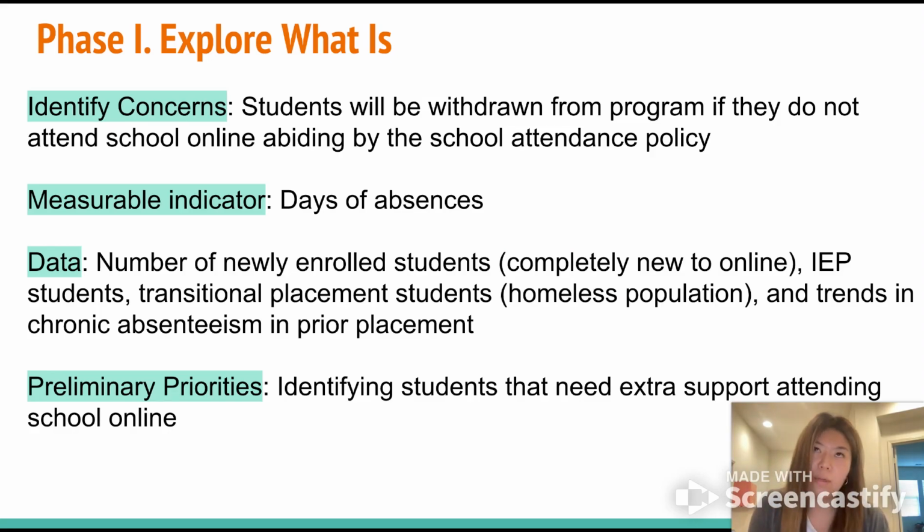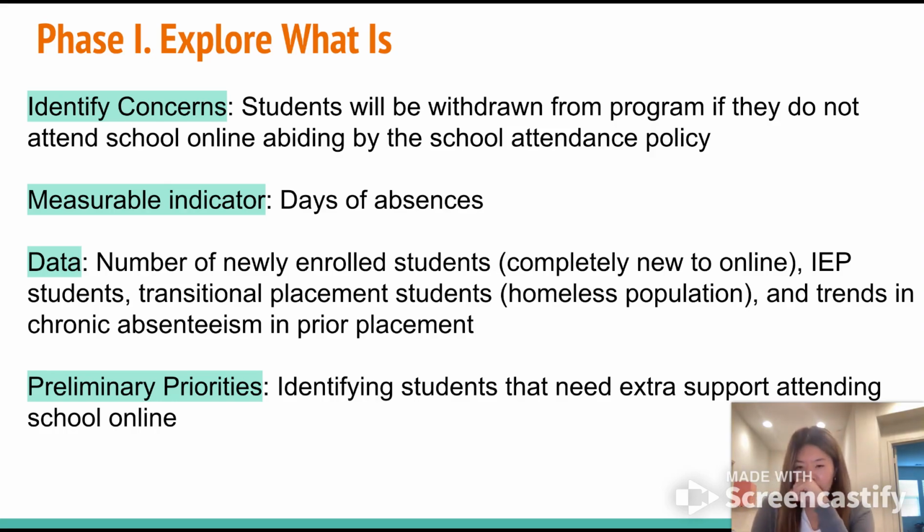The primary objective for phase one is to gain a sense of commitment to the needs assessment, and assurance that decision makers will follow up promptly. So it's more of exploring the problem, identifying the concerns and the preliminary priorities to be addressed. So the primary concern is literally just students being withdrawn from the program if they don't attend school. If they don't abide by the school attendance policy, they will be withdrawn. So the measurable indicator would be the days of absence. If they have a history or even just a trend of being absent, they don't show up for school, they're not logging in, we flag you to be truant.